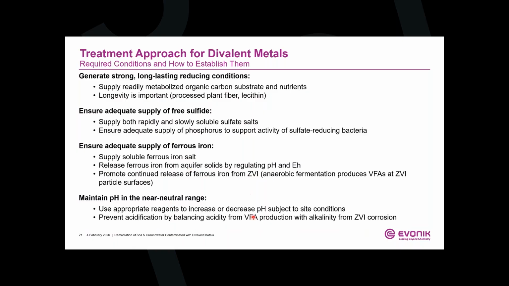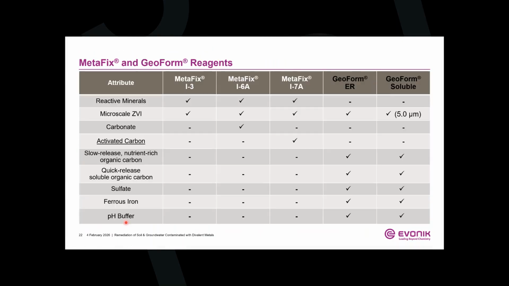And the balancing of the alkalinity that ZVI creates with the acidity from carbon fermentation, and the way we structure our reagents, the composition, the percent by weight of the carbon versus the iron, allows us to maintain pH in that neutral range without pushing pH way up as iron alone would, or pushing pH down as carbon substrates alone would. So that's how we aim to do this.